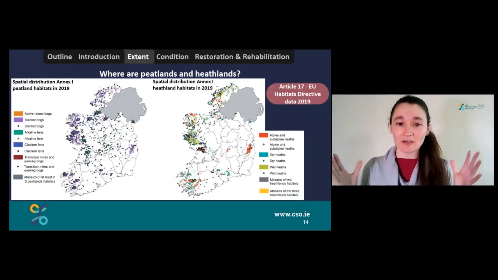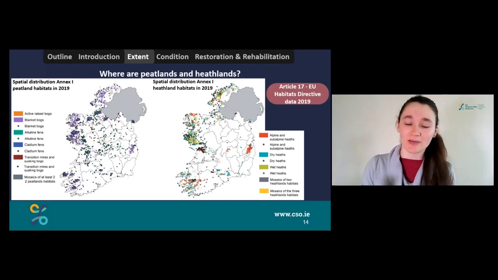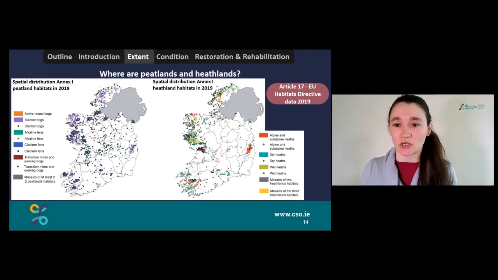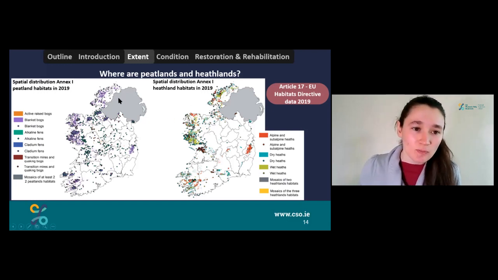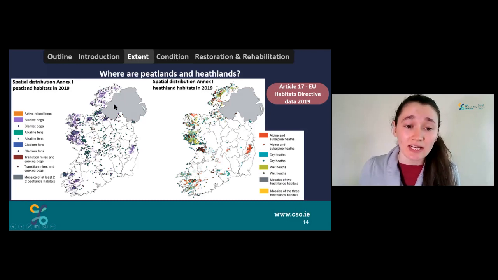Let's now have a look more precisely at all the types of peatlands and heathlands that I described earlier using the Article 17 data. If we look at the spatial distribution of Annex 1 habitats for peatlands and heathlands in 2019, you can see that it is broadly similar to the one that we observed with Corine. If we look at peatlands first, you can see that blanket bogs are mostly located along the west coast and in the Wicklow Mountains, while raised bogs and fens are mostly located in the Midlands.